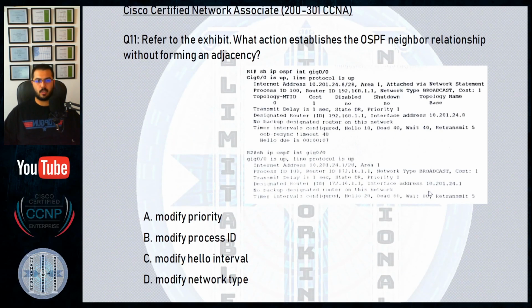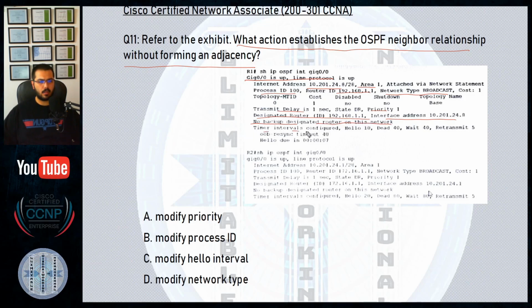Okay, question 11. Refer to the exhibit. What action establishes the OSPF neighbor relationship without forming an adjacency? So this is show ip ospf interface. It's up. There is an IP address in area 1. And this is a process ID, a router ID. It's a broadcast network. Okay, there is a designated router. That makes sense. No backup designated router.